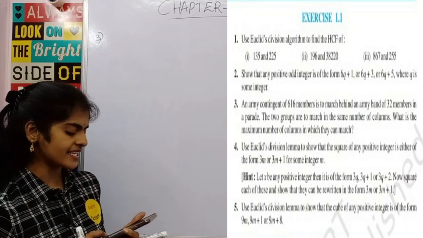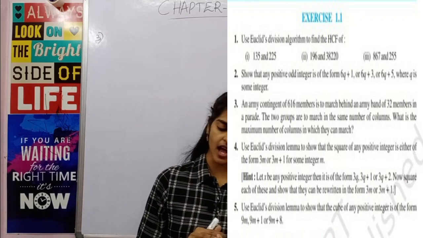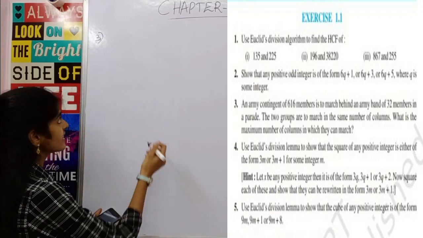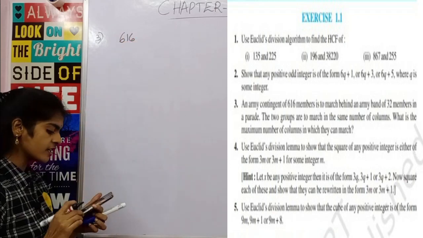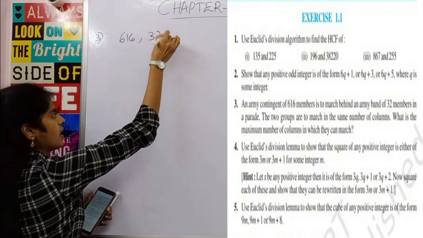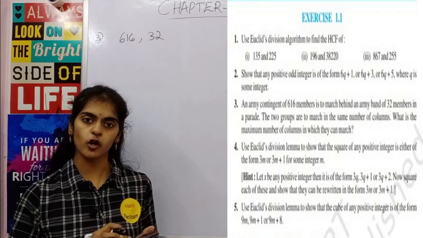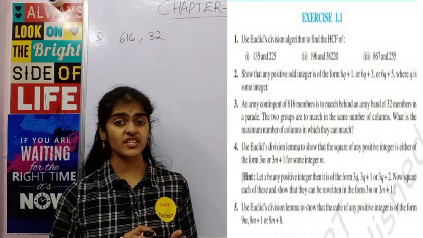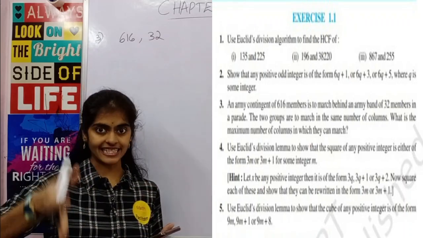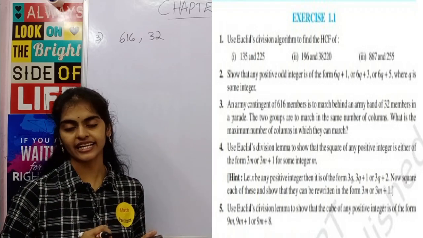Here you have an army contingent of 616 members that is to march behind an army band of 32 members. The two groups are to march in the same number of columns. That means this is column, vertically. What is the maximum number of columns in which they can march?